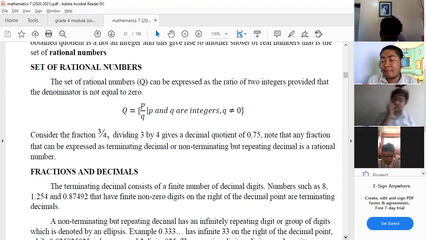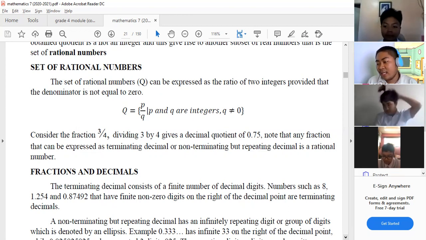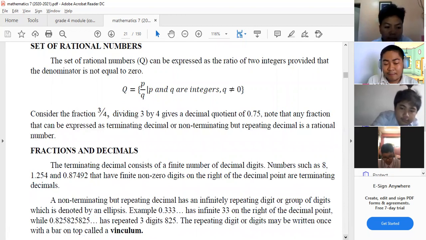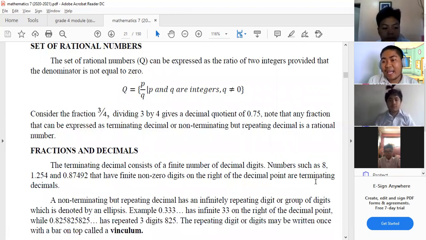So, note that any fraction can be expressed as a terminating decimal or a non-terminating but repeating decimal as a rational number. So, anong ibig sabihin niya? Kapag sinabi nating terminating decimal, consists of a finite number of decimal digits. So, ibig sabihin, may katapusan ba or wala? There is. There is a katapusan kapag sinabi nating finite. So for example, 1.254, so may katapusan siya, and 0.87492 that have finite decimal digits on the right of the decimal point are terminating decimals. So ibig sabihin, may hangganan. That is terminated. So kung alam niyo yung word na terminating pertains to hangganan or putol.